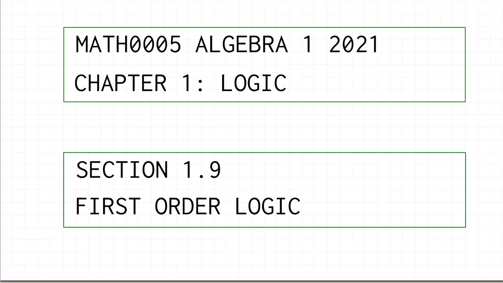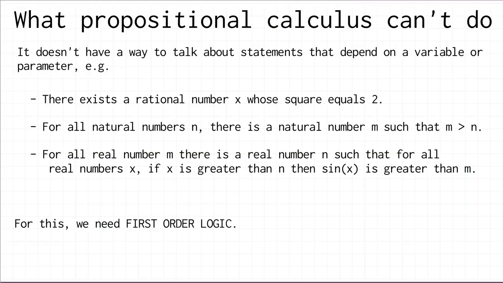The second half of our chapter on logic is about first-order logic. So to describe what first-order logic is and what it can do, let me begin by saying what propositional calculus, the kind of logic we've been studying so far, can't do. The key point is that propositional calculus doesn't have a way to talk about statements that depend in some way on a variable or on a parameter.